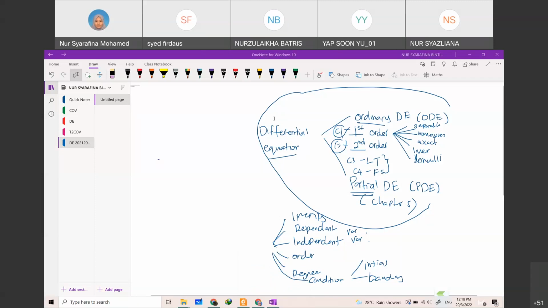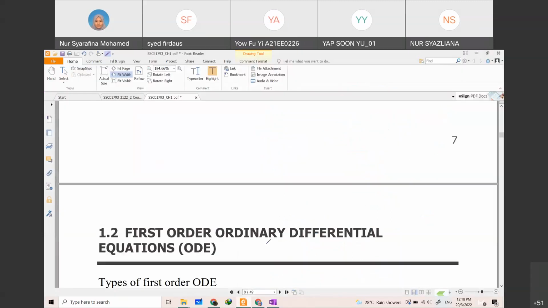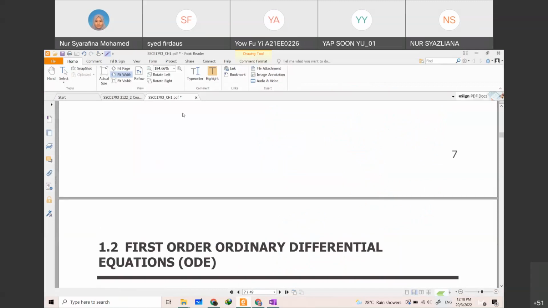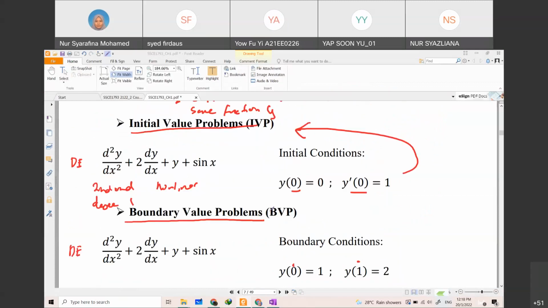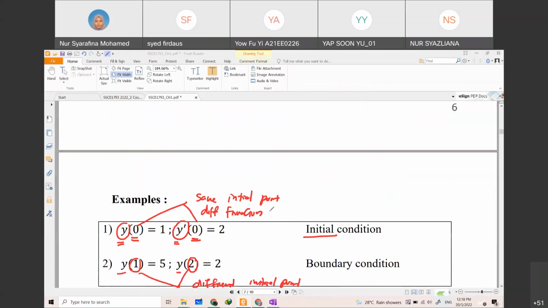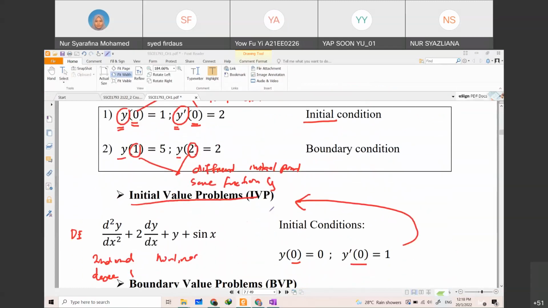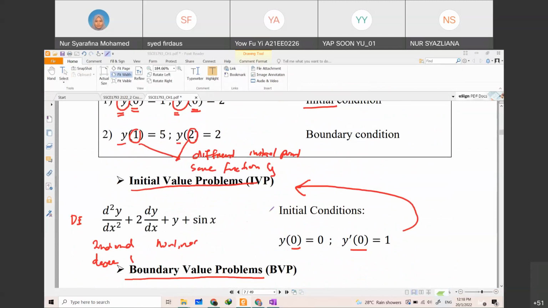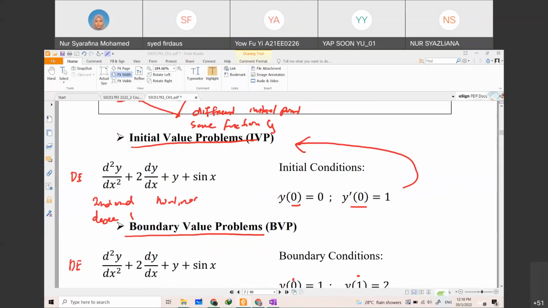Doctor? Yes? I have a question. For the previous differential equations just now, why it will be non-linear? Which one? This one? Why it will be non-linear? Oh, sorry, this is linear because sin x is standalone. This is not coefficient. Okay. So thank you. This is linear.